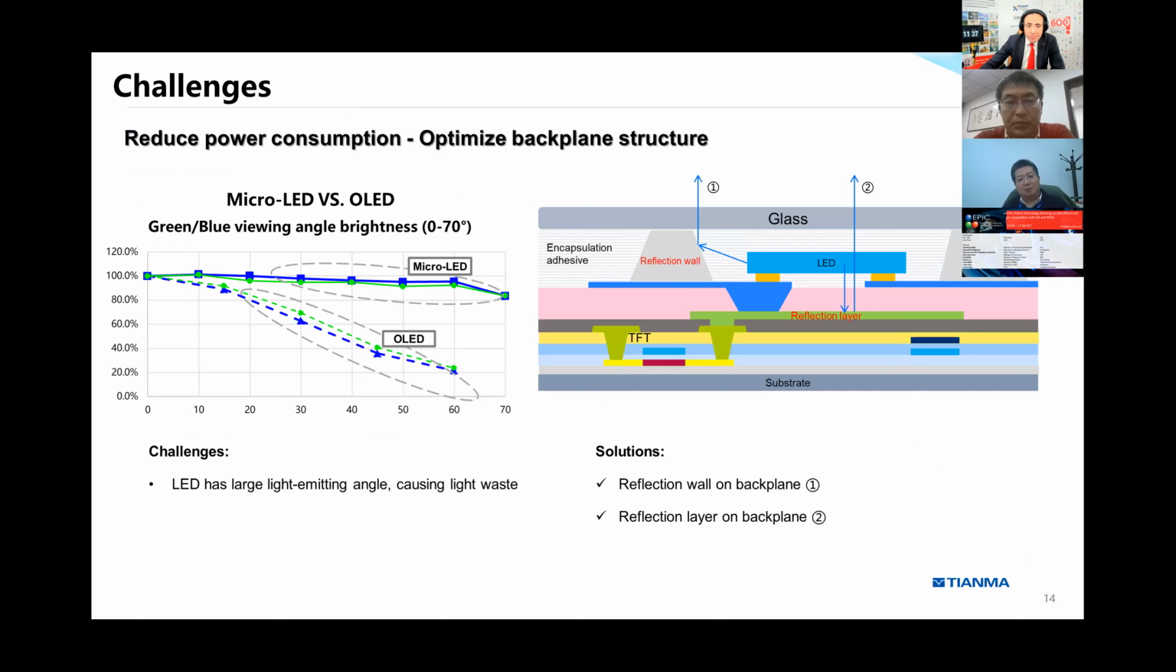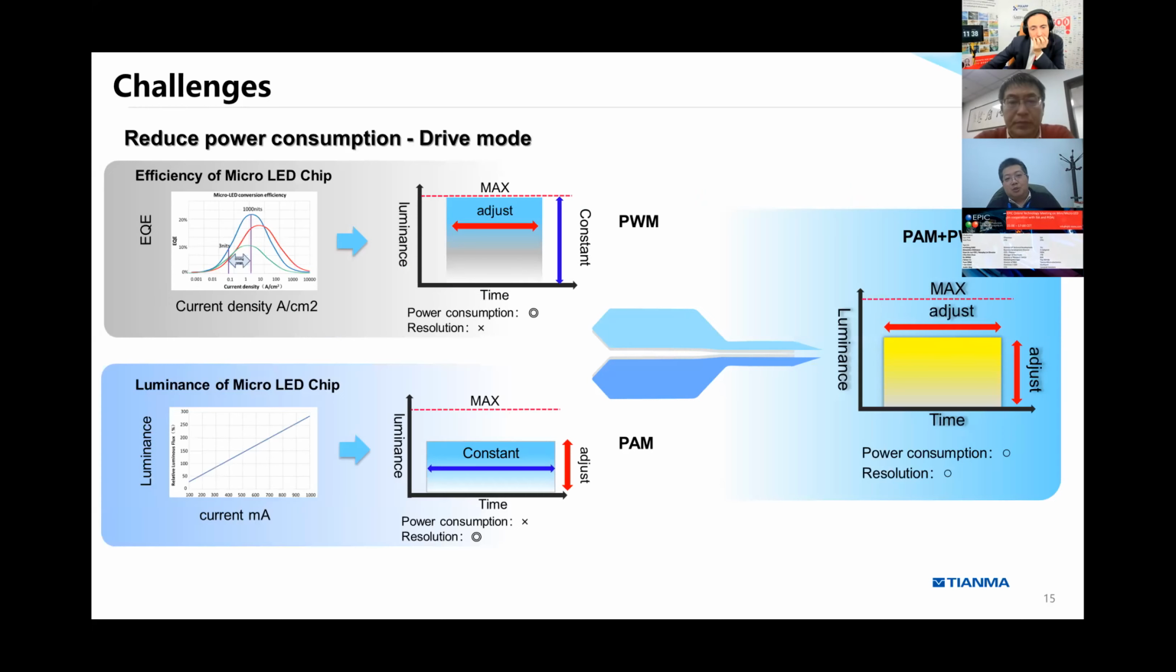And also second, how to reduce the power consumption. Apart from the improvement of the lighting efficiency of the micro LED itself, we could also think about other ways. Let me take a look at the left chart. For OLED, the brightness is the highest between 0 and 70 degrees. The brightness efficiency is the same between 0 and 70. So we can have a design of the backplane structure. On the right, we can have 2 reflection walls design and also 2 reflection layers on the bottom, so that by using the light efficiently we really reduce the power consumption.